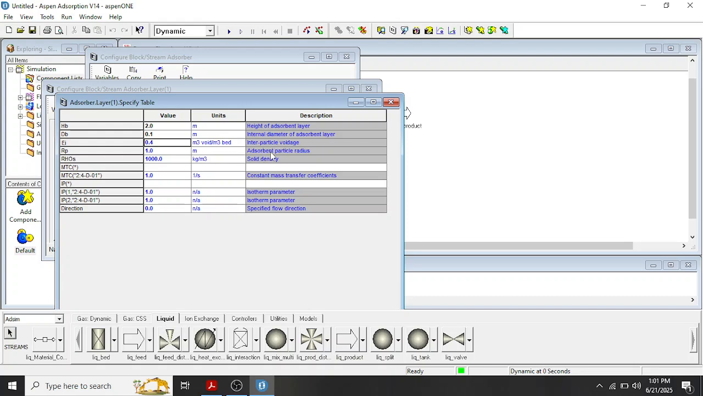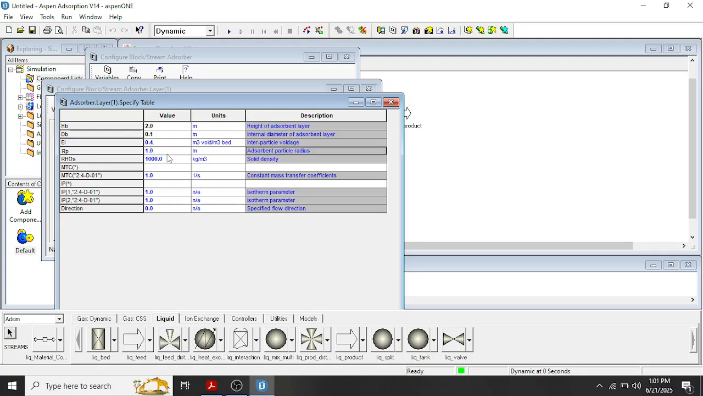But here there is no intraparticle void edge, simply interparticle void edge, and the interparticle void edge for most packed bed columns is 0.3 or 0.4. It is usually from 0.3 to 0.45. So I'm just assuming this value.